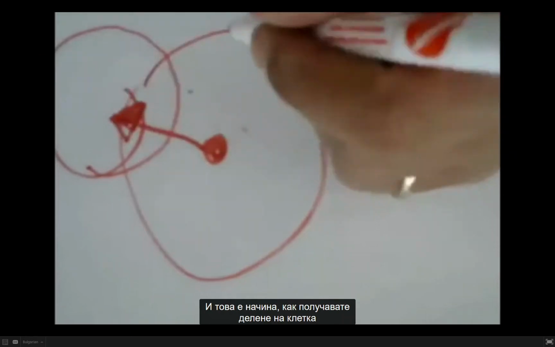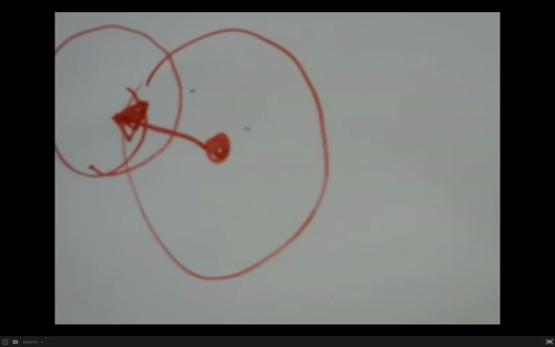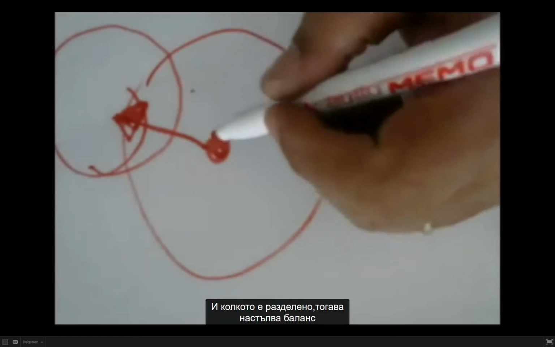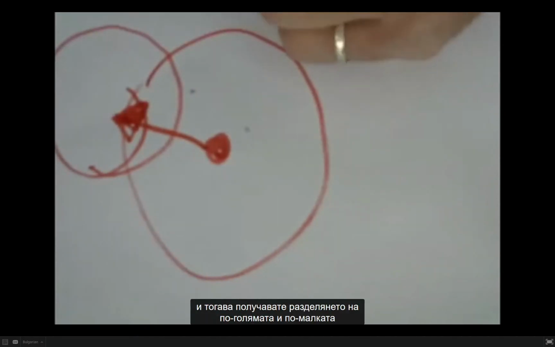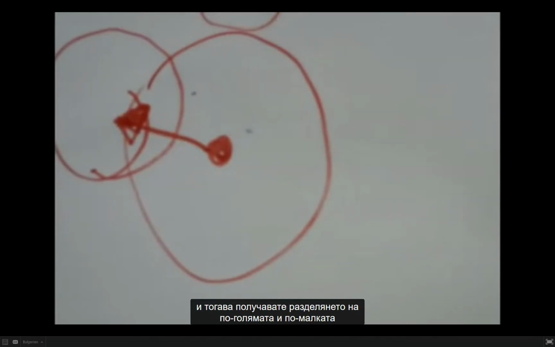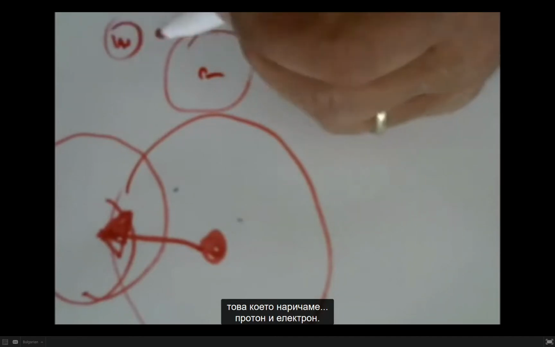And that's how you get the division of the cell, division of a plasma, a neutron into proton and electron. And as much as is divided, then the balance occurs, and then you get the separation of the bigger and the smaller, what we call the proton and electron.